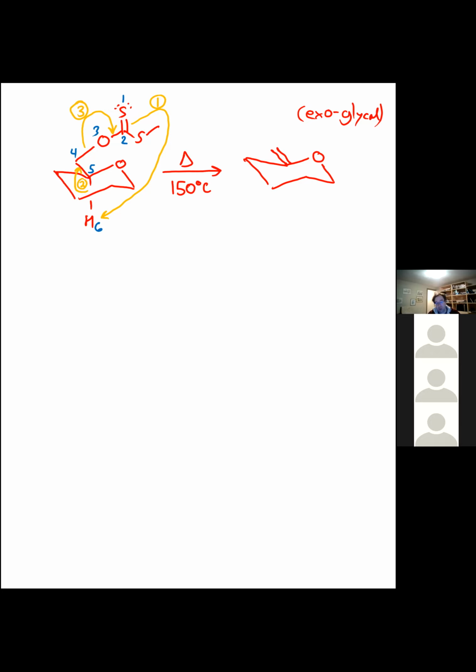So these xanthates allow us to do that. Now, if you have it at the C2, you'll eliminate to make a glycal.